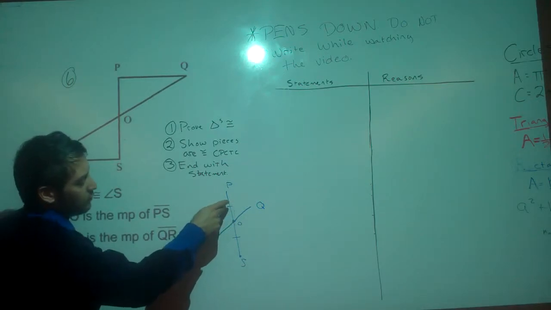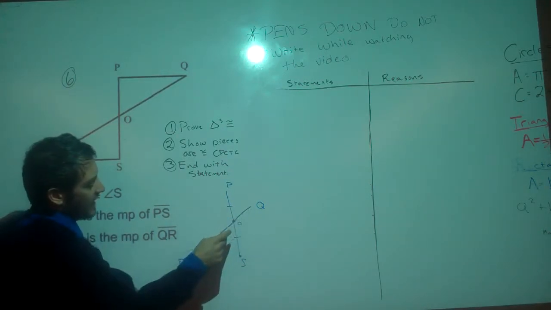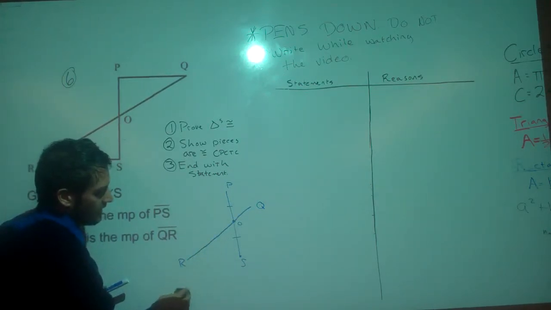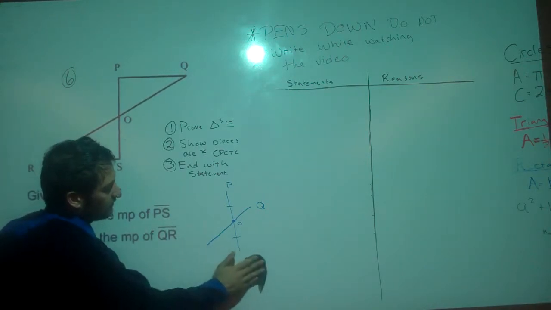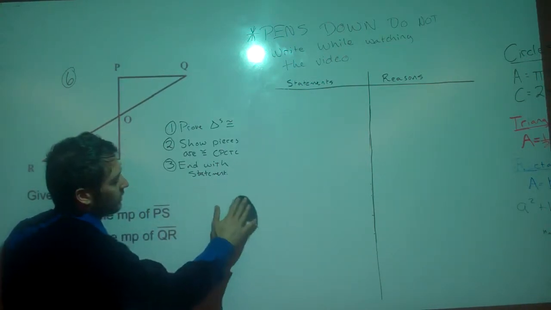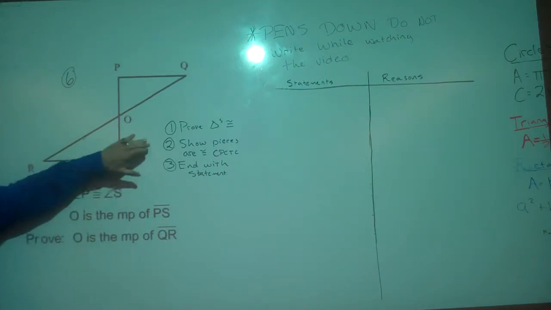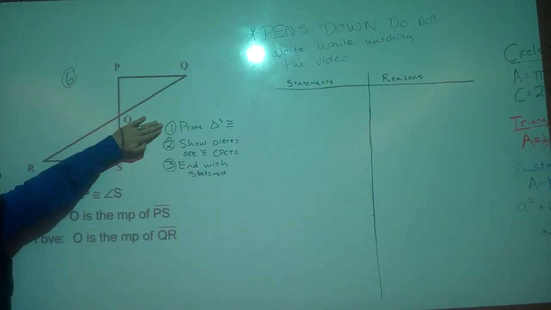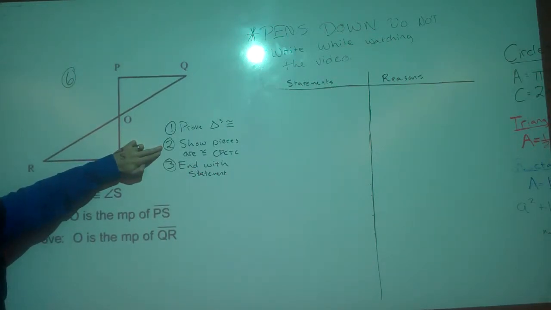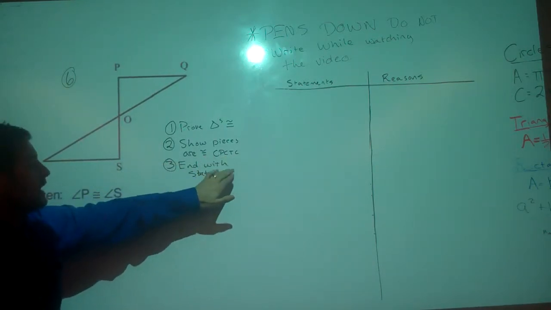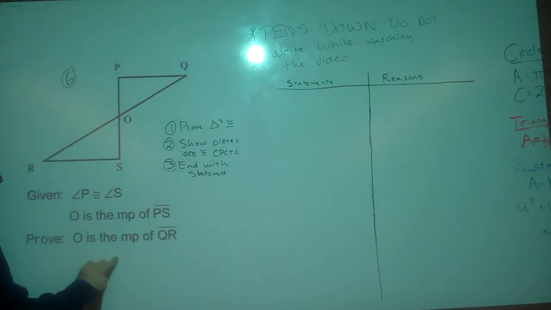Because O is in the middle of one is not a good enough reason to say it has to be in the middle of the other one. That is not a reasonable explanation for why O is in the middle of Q and R. So instead of doing that, we are going to choose to start by proving the triangles are the same. That will allow me to show the pieces are the same through CPCTC, and then I will be able to end with the statement that O is in the middle of QR, having actually proven it in a reasonable way.